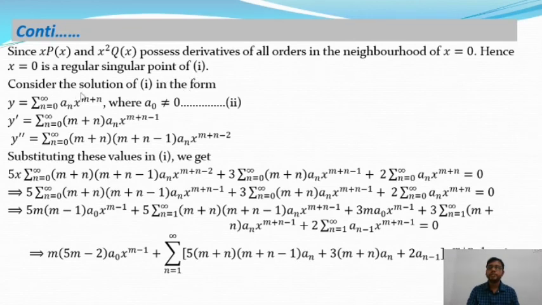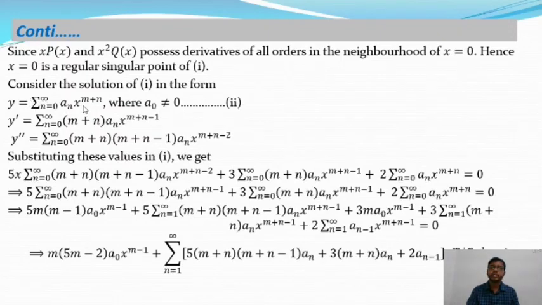So in that case, we will take a solution of equation 1 in the form y = Σ (n = 0 to ∞) aₙ x^(m+n). This is the solution of the given differential equation, where x = 0 is the regular singular point. So in that case, we will apply the Frobenius method to the given differential equation: y = Σ (n = 0 to ∞) aₙ x^(m+n), where a₀ ≠ 0, and we call it equation number 2.